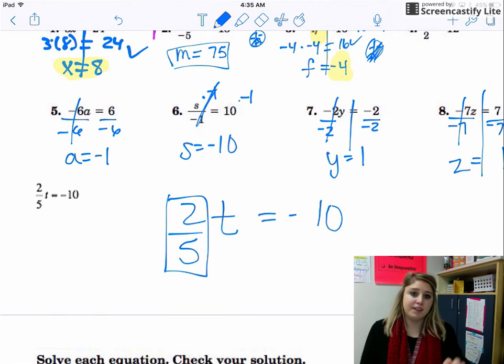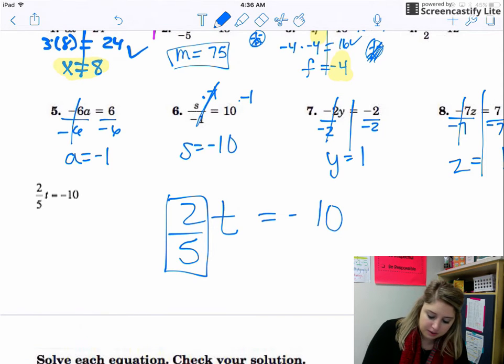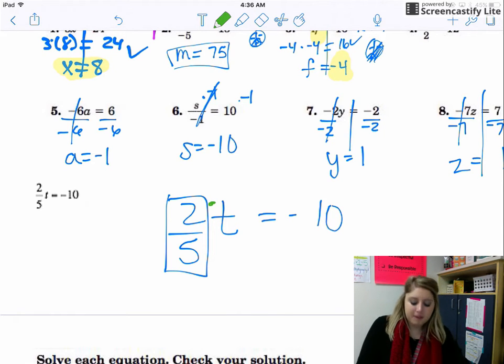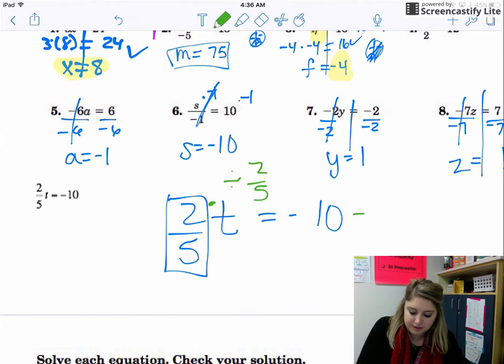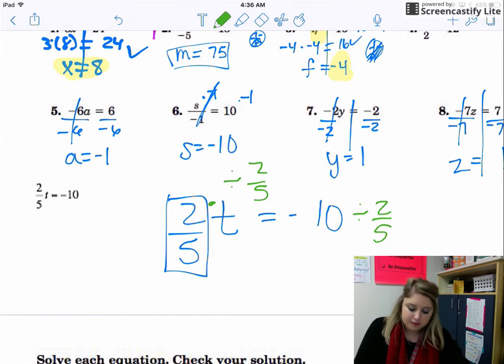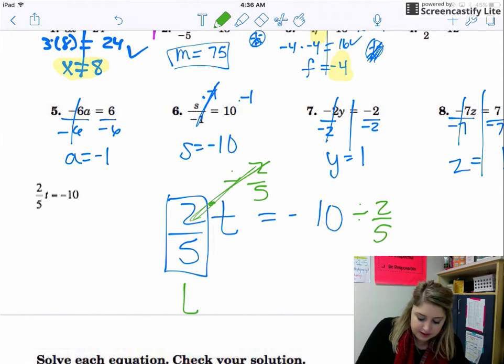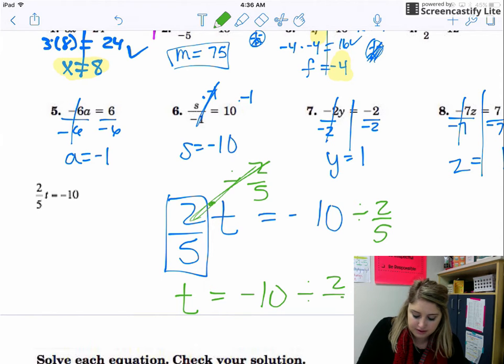When you have something like this, this is kind of our bonus extra challenge problem. You are going to say, oh, they were multiplied together? That means I need to divide both sides by 2/5. So divide this side by 2/5, divide this side by 2/5. So this would cross off and I would say that t equals negative 10 divided by 2/5.